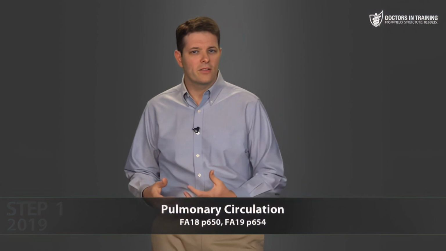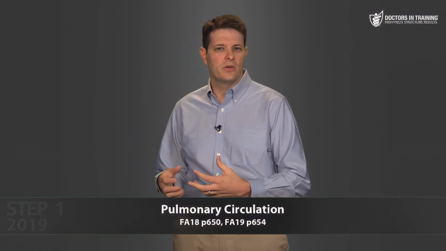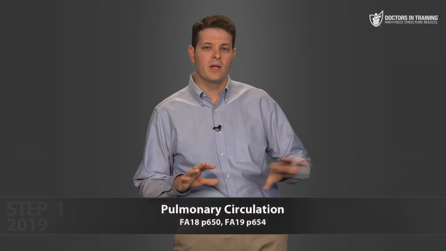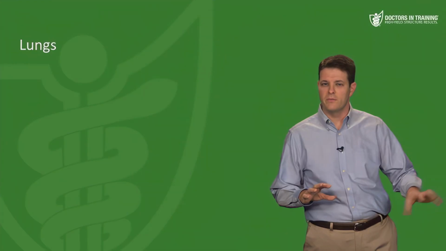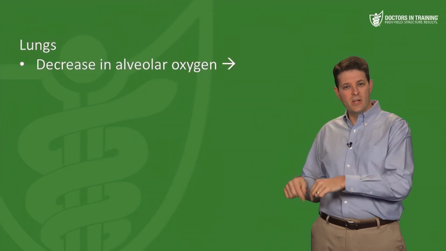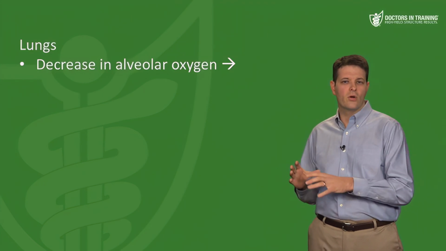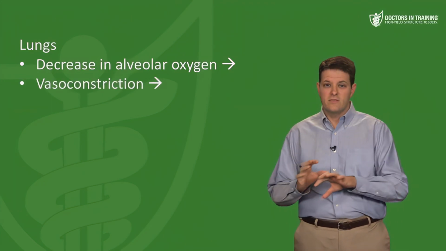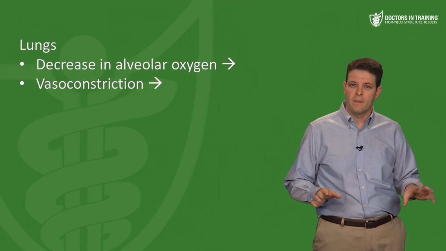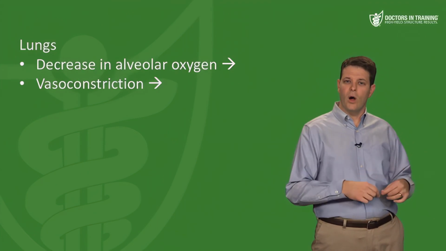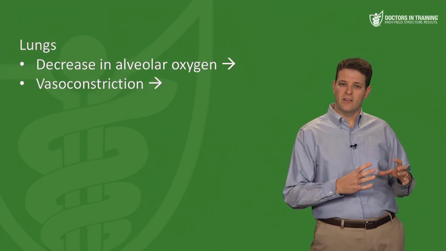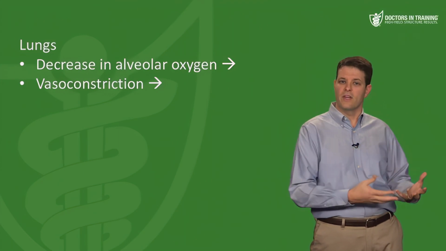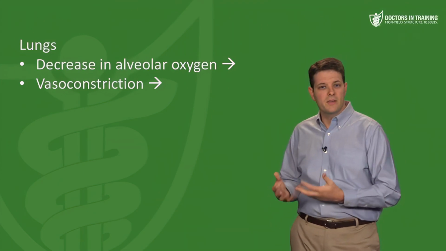So the pulmonary vasculature reacts to changes in oxygen and CO2 in a way that's totally opposite from the way the systemic vasculature responds. In the lungs, a decrease in alveolar oxygen is going to cause local vasoconstriction. Now that's different than any other tissue, right? Elsewhere in the body, if you have low oxygen in the tissue, you're going to dilate the vessel so you can deliver more oxygen and reverse that hypoxia. But in the lungs, we see the opposite.